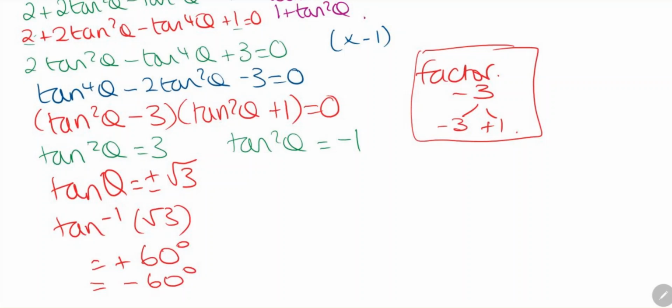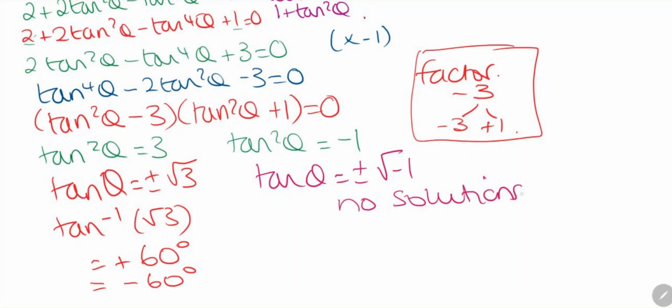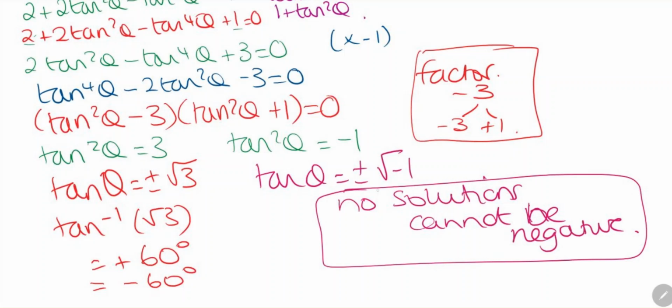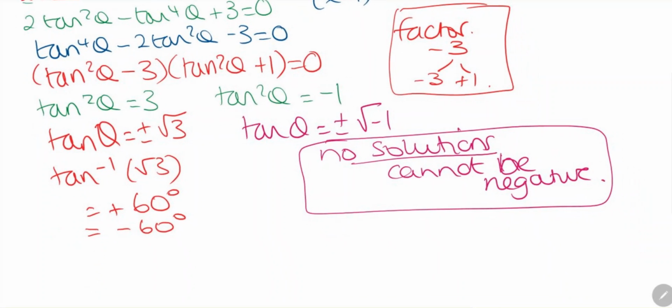And then our tan, so we have tan squared is equal to minus 1, so tan is plus or minus the root of minus 1. Now we know that you can't take a negative root. So no solutions for tan squared theta equals minus 1.